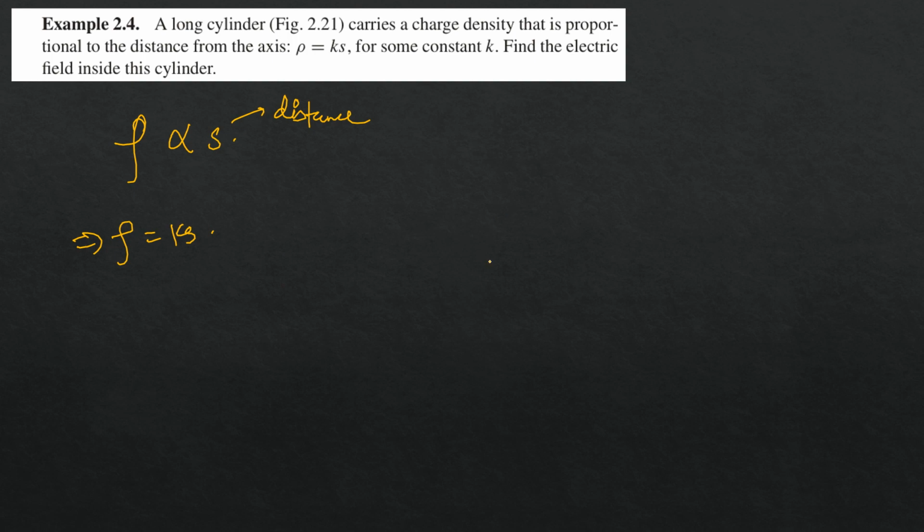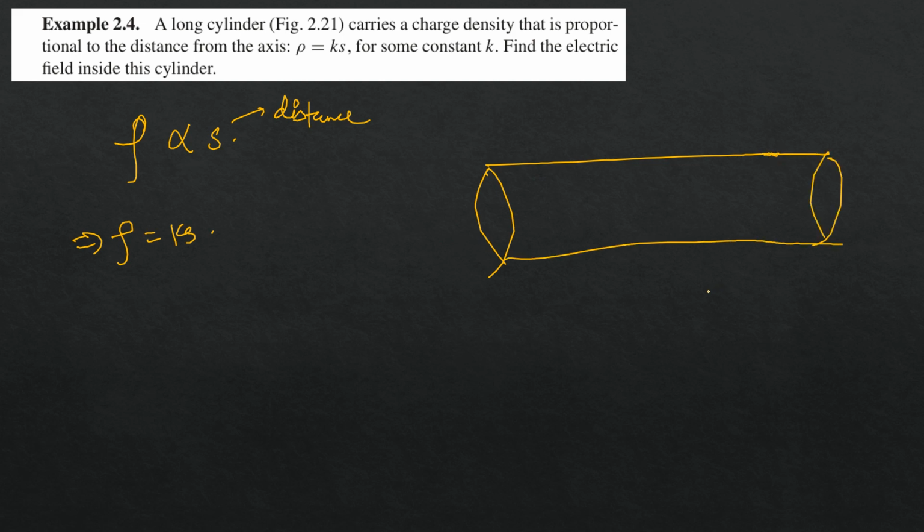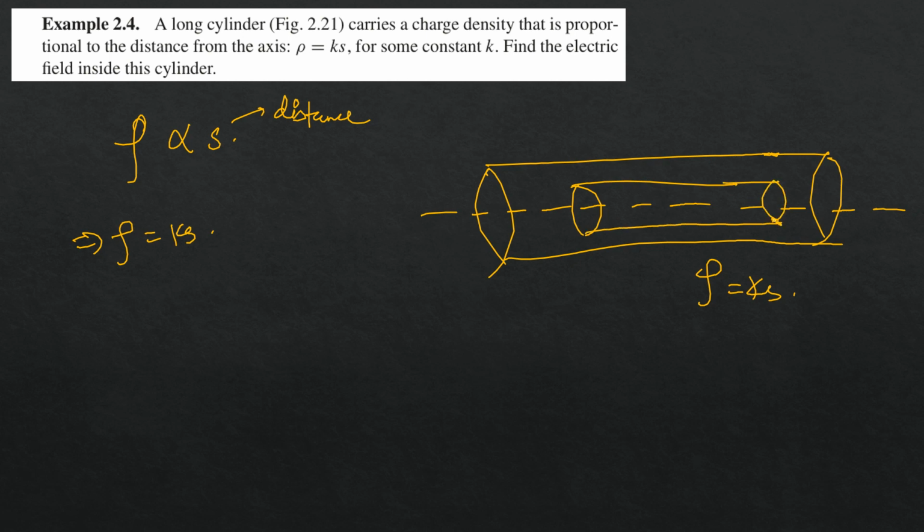So, for example, inside the cylinder, this is the long cylinder, which carries a charge density proportional to the distance. Rho is ks. Find the electric field inside the cylinder. So I have to draw a Gaussian surface inside the cylinder. I will draw something like this, the Gaussian surface. Suppose the length is L. This is the electric field.